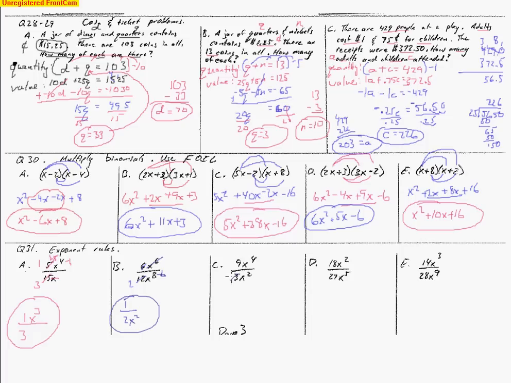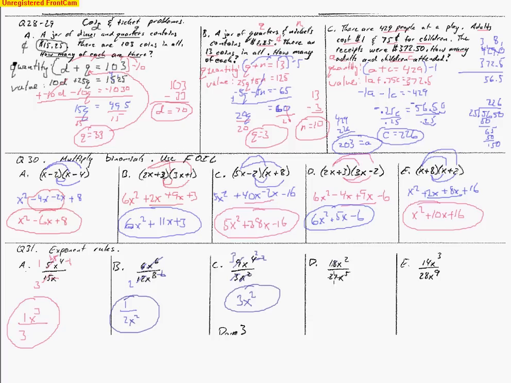Next one here, 3 goes into this 9 3 times. x squared goes into the x to the fourth just 2 times. So we've got 3x to the second. So this one you can just write as 3x squared. Notice how everything's on top. That's why you'd write it that way.